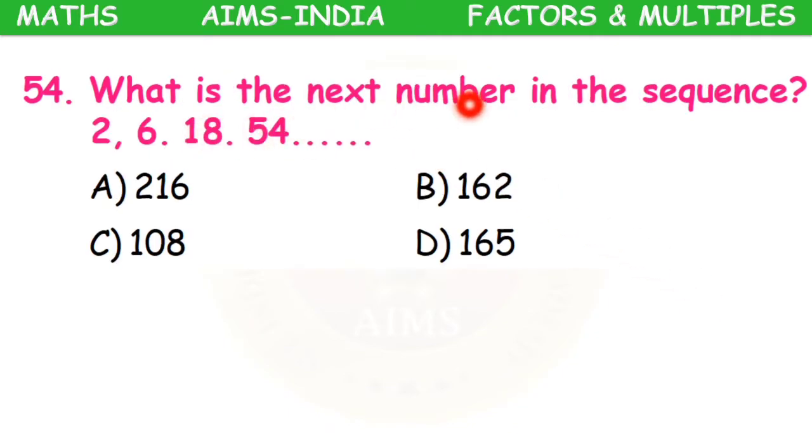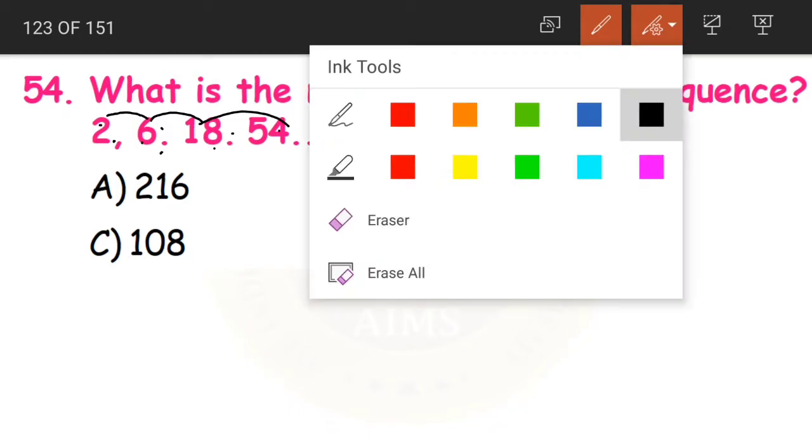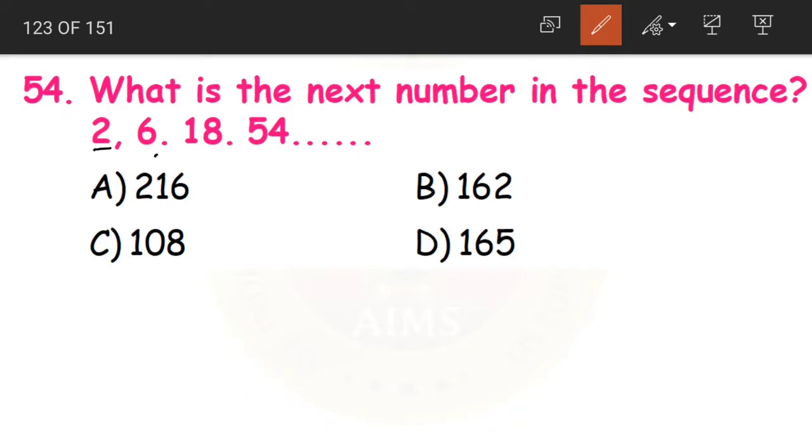Next, what is the next number in the sequence? And what are the numbers we have? 2, 6, 18, 54 and so on. Always, children, in such sequences, the numbers follow a same pattern. We are having 2, 6, 18 and 54. Now the numbers are increasing by a very big difference. Here the difference is 4, then it is 12. So the difference is so much, that means we are multiplying the numbers with something.